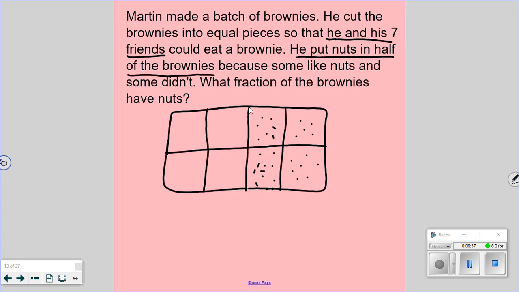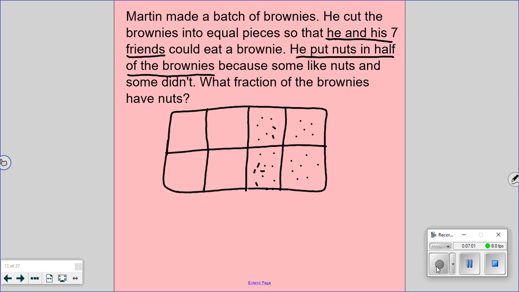Archer is saying, hey, I knew there was 8 pieces. And half of 8 pieces leaves you with 4 pieces. That makes sense? So we know that it's got to be 4 pieces with nuts.